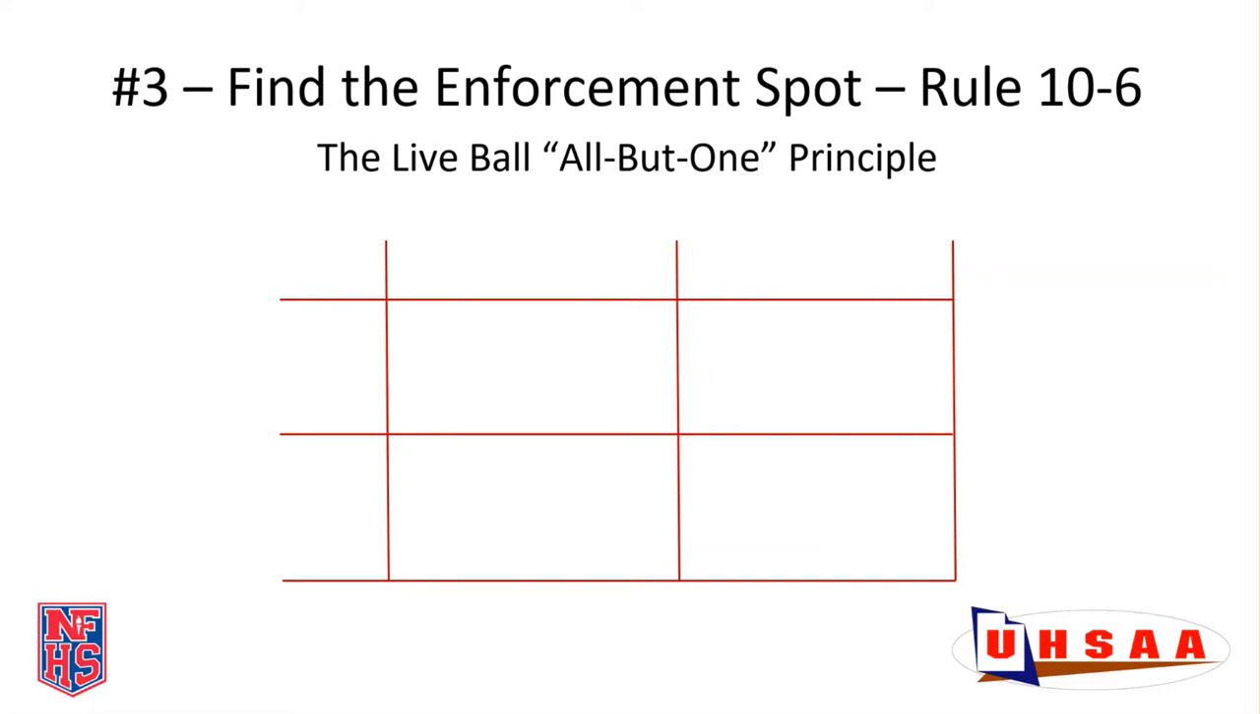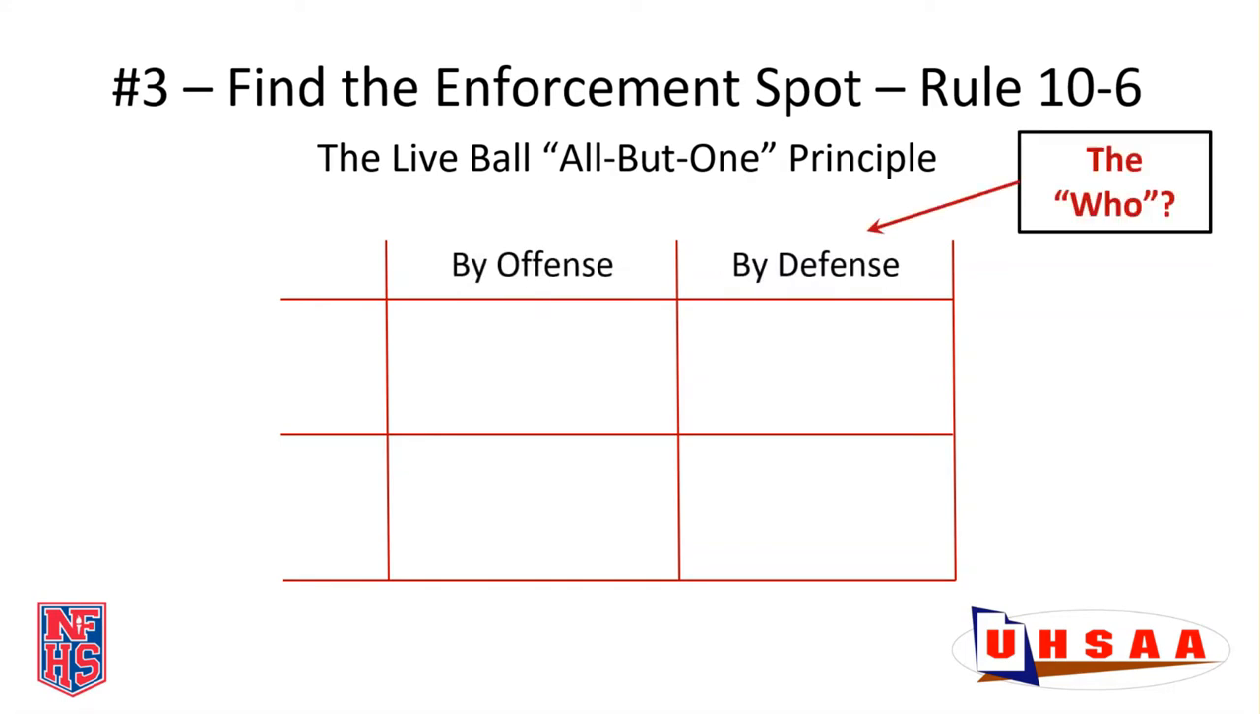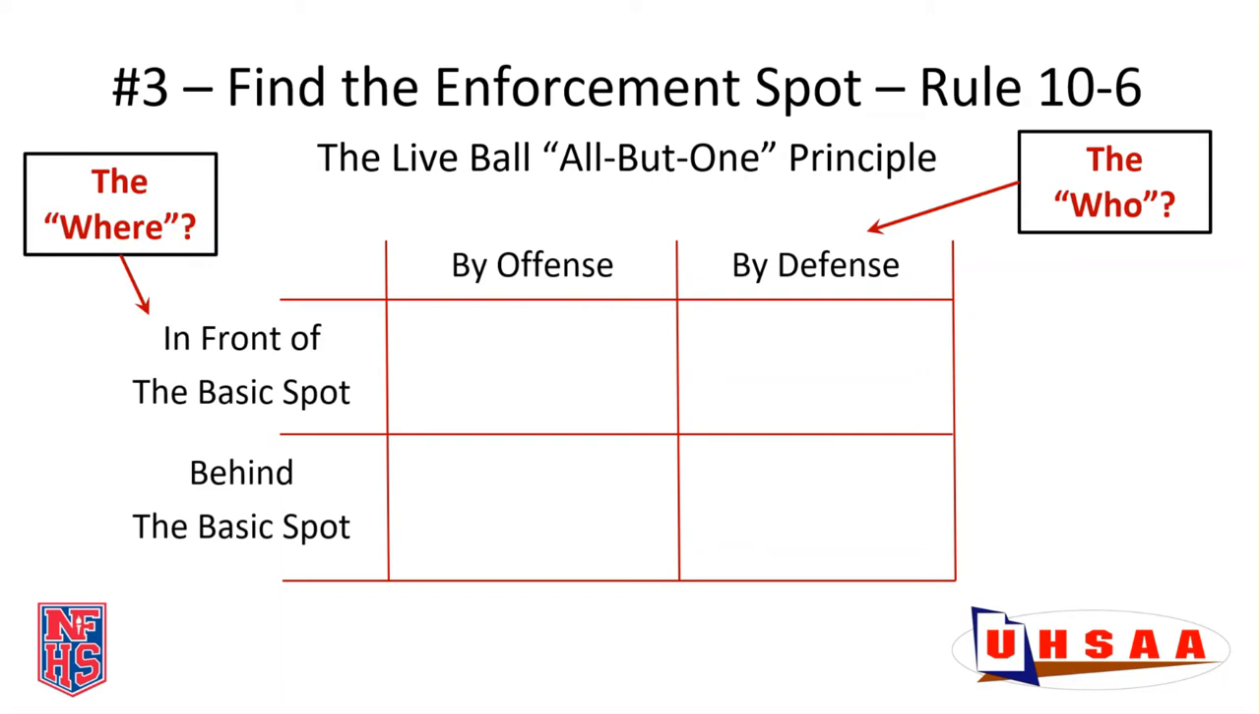Think of a 2x2 matrix. Across the top, we're going to ask who committed the foul, the offense or the defense. And the rows in our chart are where did the foul occur, in front of the basic spot or behind the basic spot. And by figuring this out, we'll fill in all 4 quadrants on this chart. So let's do that. If it's a foul by the offense in front of the basic spot, we'll enforce it from the basic spot. Similarly, a foul by the defense in front of the basic spot, and a foul by the defense behind the basic spot.